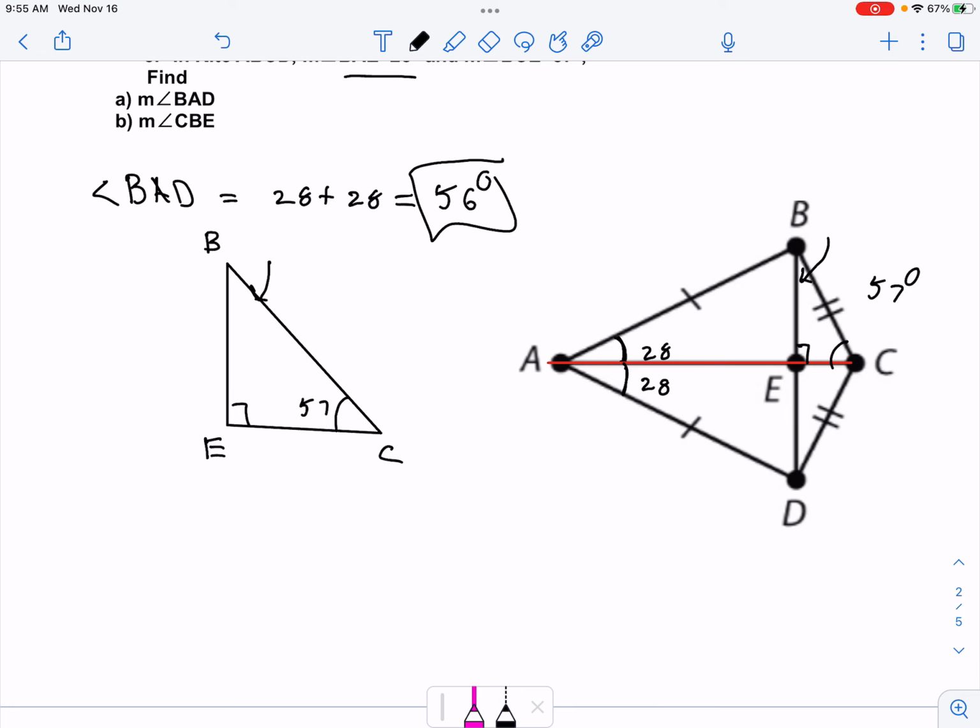Well, since we're looking for that angle, we know that the interior angles of a triangle add up to 180. So if this was X and I wanted to find it, that is what it is. That's CBE. I would know that the measure of CBE equals 180 minus 90, that's the right angle, minus 57. Sorry, X is what we're trying to find, right? 90 minus 57, that's 43. There's your angle.